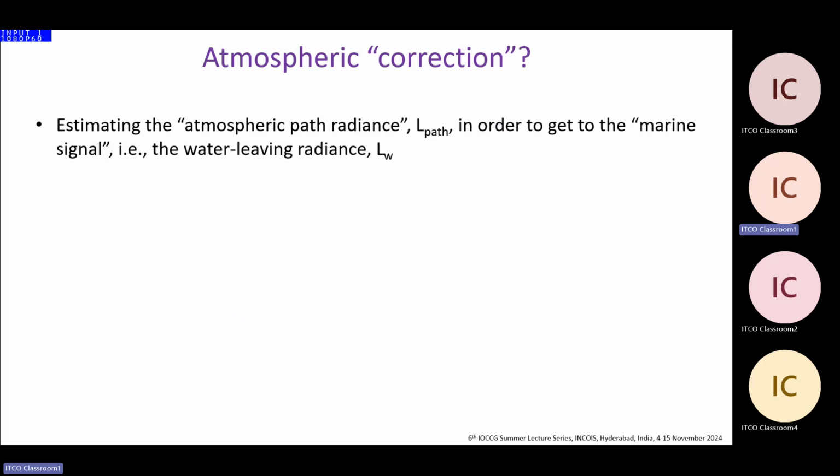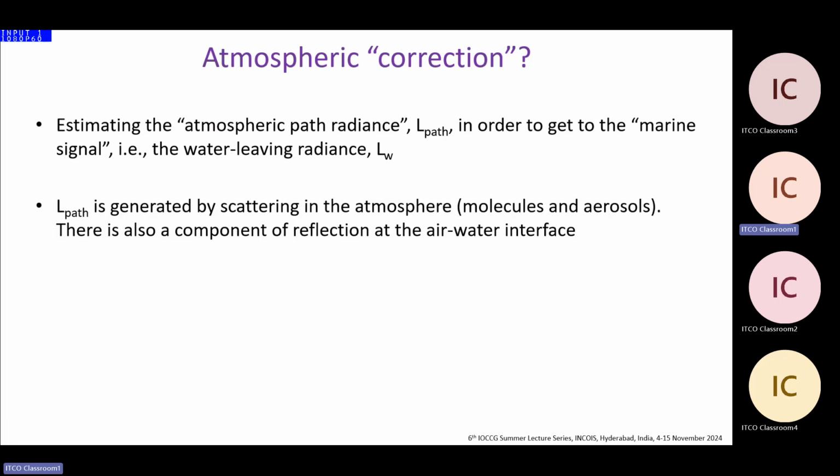Okay, atmospheric correction. So just in a very quick summary of what it is. We have to estimate this atmospheric path radiance, L path, in order to get to the marine signal, so the water-leaving radiance, LW. That's the goal. And L path is generated by scattering in the atmosphere by molecules and aerosols, and with a component as well of reflection of this scattered light at the air-water interface as well.